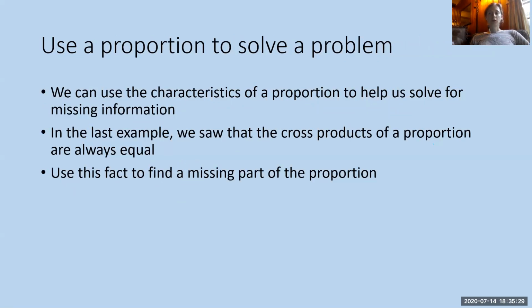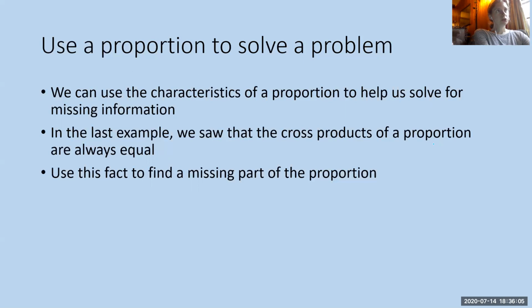Okay, so we just saw how to determine if two ratios form a proportion, so how to determine if two ratios are equivalent. But we can also use proportions to actually solve for missing information. So if we have a situation that we already know is proportional, we can use the fact that the cross products should be equal to help us find a missing piece of information.